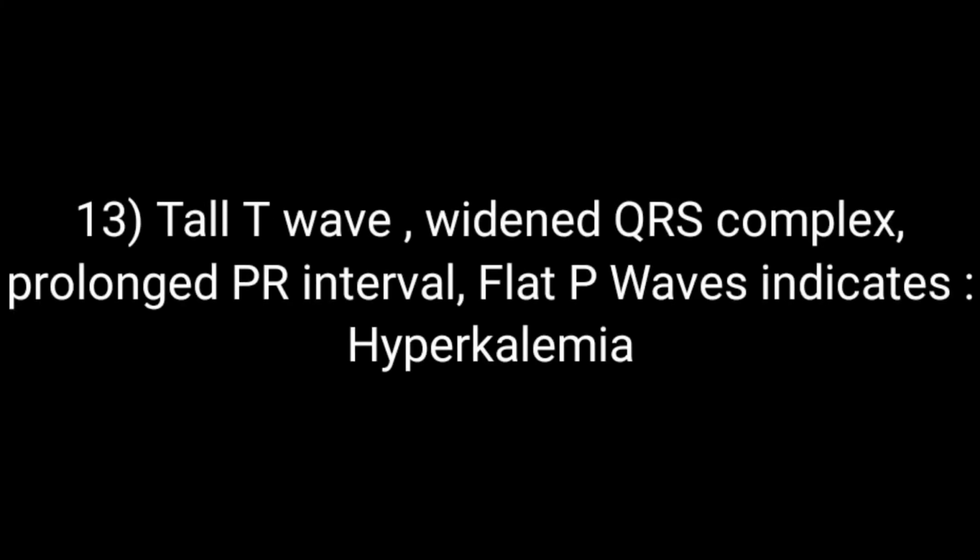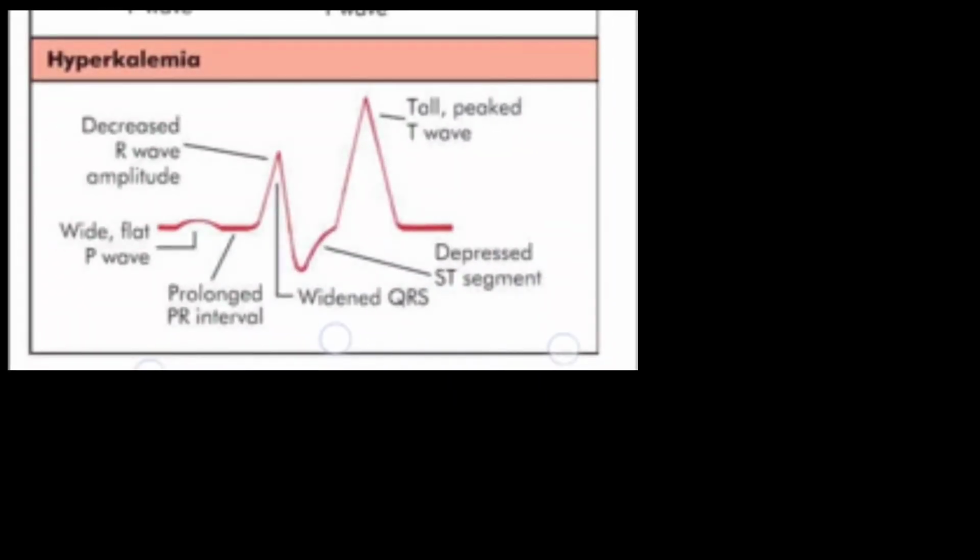Point number 13. Tall T-wave, widened QRS complex, prolonged PR interval, flat P waves, which indicates hyperkalemia. In this ECG, we can see the T wave is tall and peaked, and there is a depressed ST segment, and the QRS complex is widened, and the PR interval is prolonged.